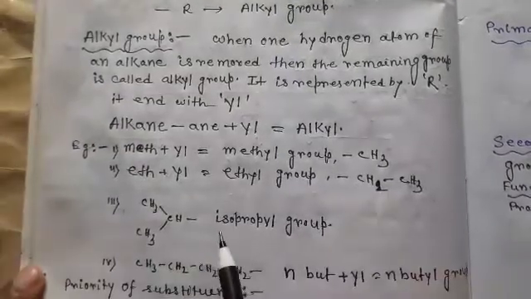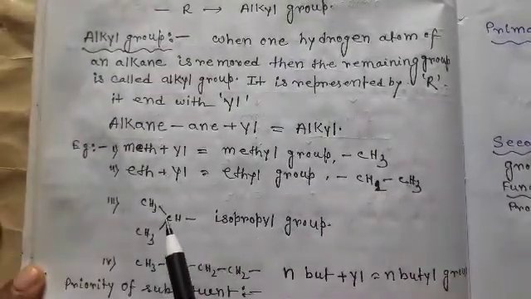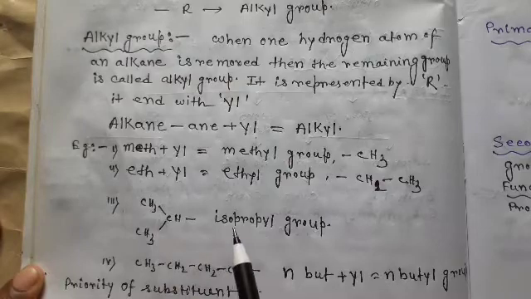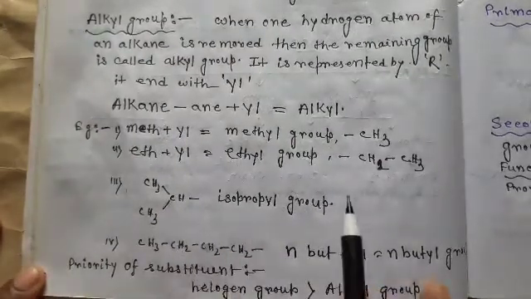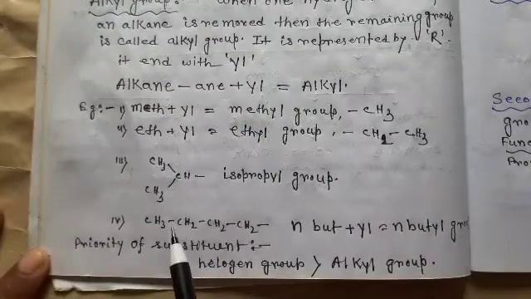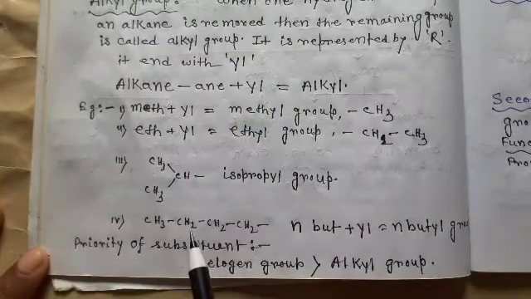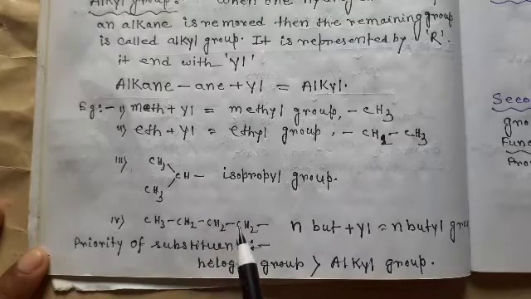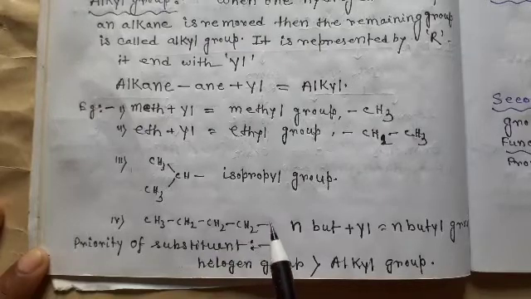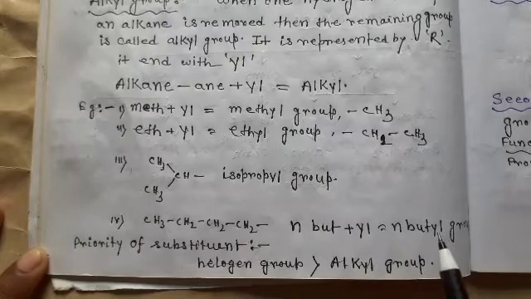Next, the isopropyl alkyl group. It is an example of the isopropyl alkyl group. That is the structure of the isopropyl alkyl group. Next, the n-butyl alkyl group. Here there are 4 carbon atoms. That is why the pronunciation is but, and yl for the alkyl group, and it forms the n-butyl group.